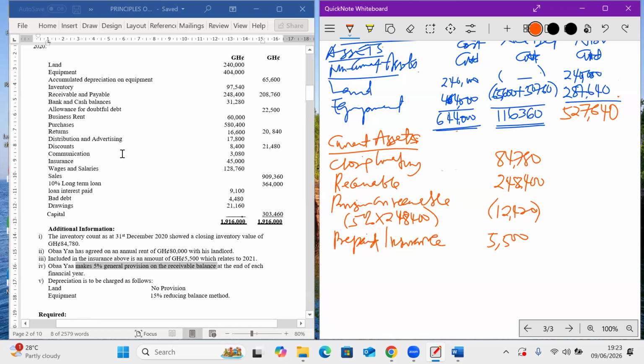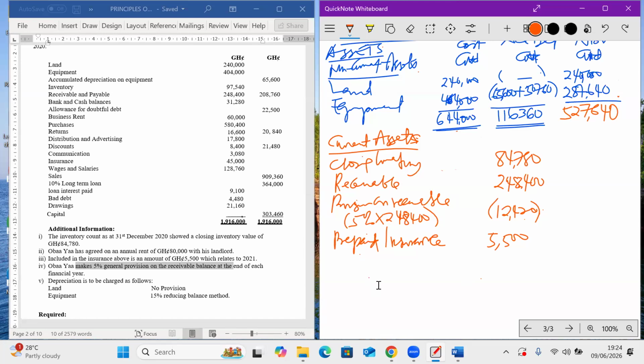Yes. In the trial balance, this allowance is the opening balance, and the 5% general provision is the closing balance. That is what we took to the current assets, not the decrease. Do you guys get it? Yes, sir. Okay. Let's go on.